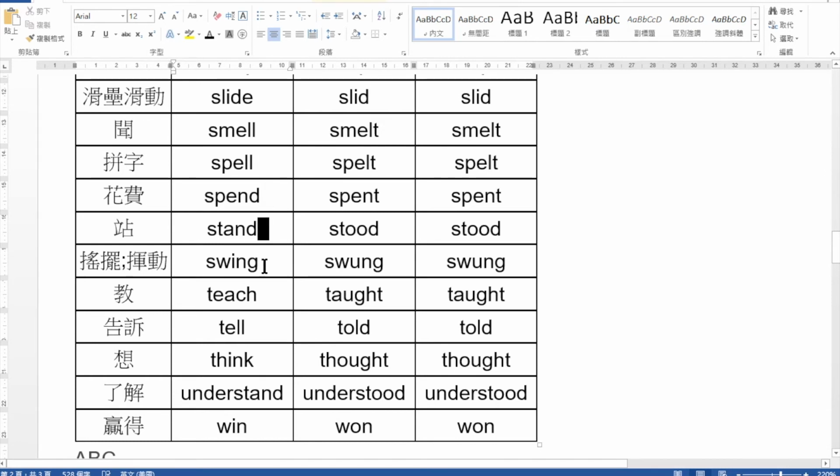Stand, stood, stood. Swing, swung, swung. Teach, taught, taught. Tell, told, told. Think, thought, thought. Understand, understood, understood. Win, won, won.